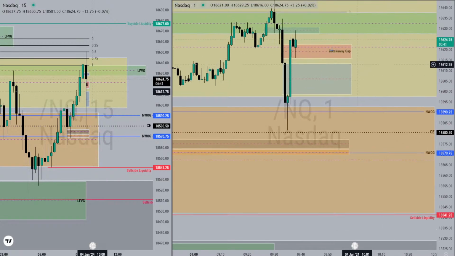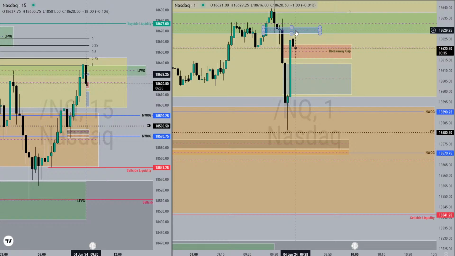I don't want to see that market will close above the constant encroachment of that fair value gap. So if it really would love to go lower, it should not close above the constant encroachment of this fair value gap. That is my expectation. I'm not interested to take buy, to be honest. Not interested to take sell.